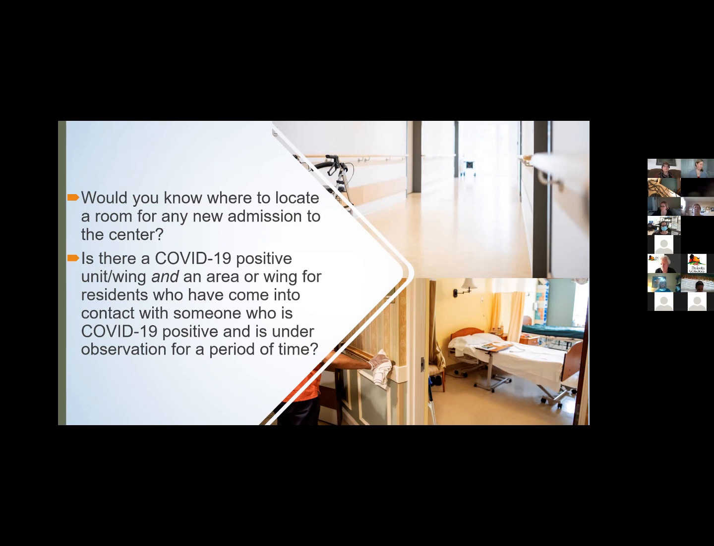So the first question: in your center, do you know where to locate a room for any new admission? And the second question: in your center, do you have a COVID-19 positive unit or wing, and an area or wing for residents who come in contact with a COVID-19 positive person and need to be under observation for a period of time? We'll just go ahead and let you type your answers into chat so we can have some discussion around them.